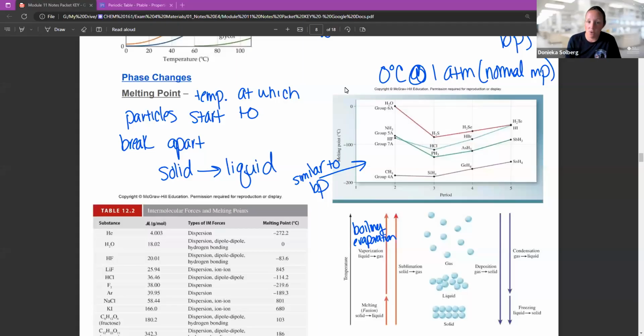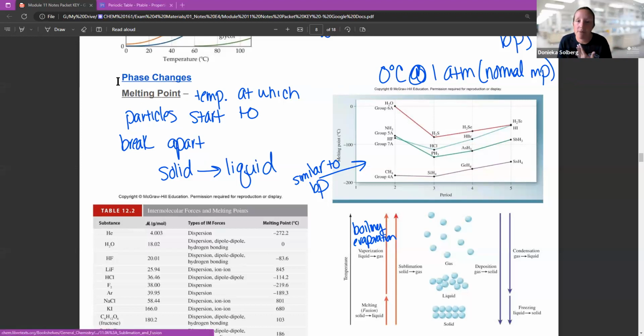Now, you've learned since middle school what phase changes are, right? Things melt, things boil, condensation, evaporation, all of those things, right? So I know you know that the melting point is the temperature at which particles start to go from solid to liquid. They start to move apart a little bit. Those intermolecular forces get a little bit weaker and they can flow, they can move more. You're putting energy in, so those particles have a little bit more energy.